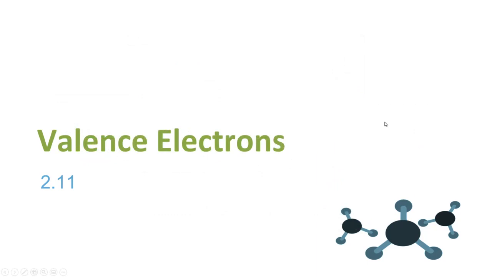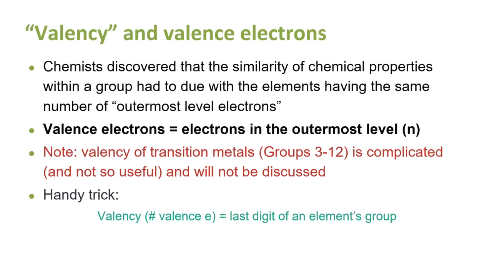So valence electrons are very related to electron configurations. It's basically talking about a subset of the electrons. When we talk about valency, or ask how many valence electrons, remember we've already determined that elements in the same chemical group have similar chemical properties. Also, it turns out elements in the same group have the same number of valence electrons. And so valency is highly related to chemical behavior, and we will use valence a lot the rest of the semester.